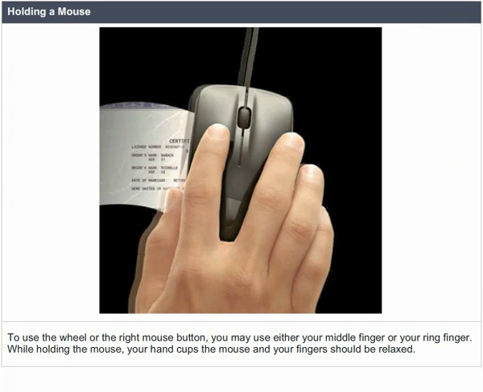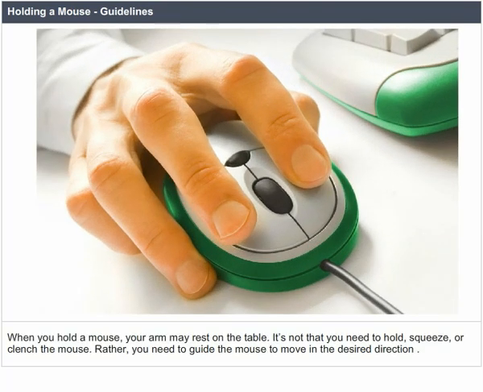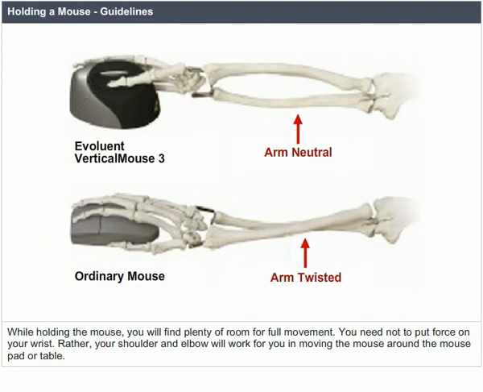Holding a mouse. Guidelines. When you hold a mouse, your arm may rest on the table. It's not that you need to hold, squeeze, or clench the mouse. Rather, you need to guide the mouse to move in the desired direction. While holding the mouse, you will find plenty of room for full movement. You need not put force on your wrist. Rather, your shoulder and elbow will work for you in moving the mouse around the mouse pad or table.